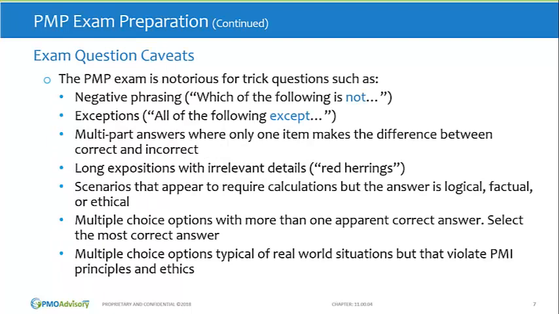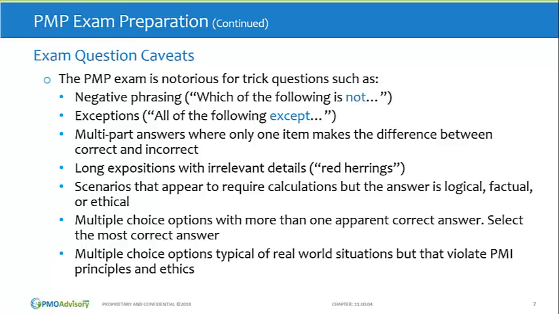Here are some warnings about the PMP exam. It's notorious for trick questions, such as negative phrasing. Which of the following is not? Exceptions. All of the following except. Multi-part answers where only one item in a list makes the difference between the correct answer and an incorrect answer.